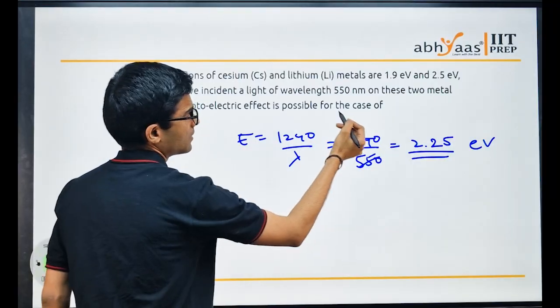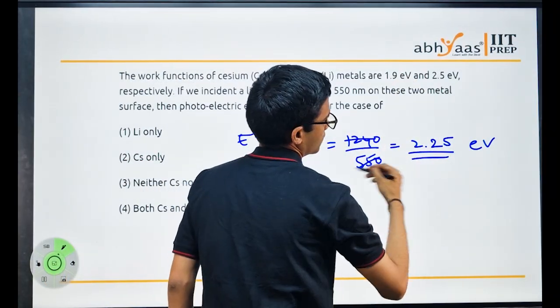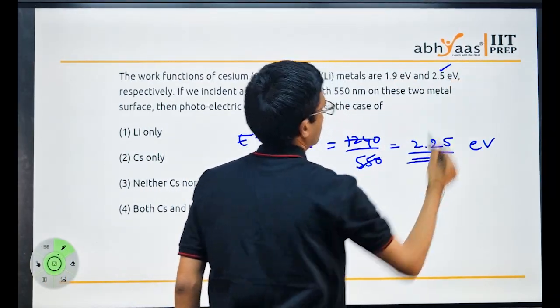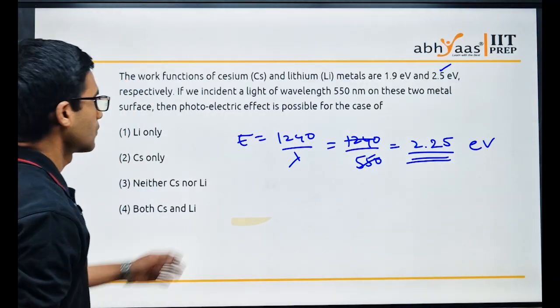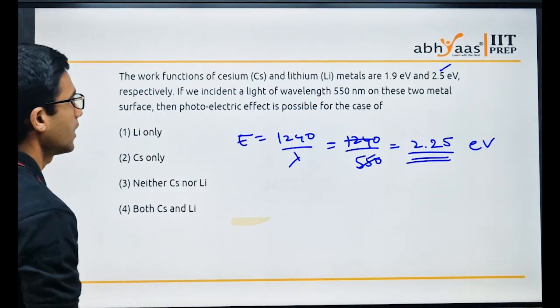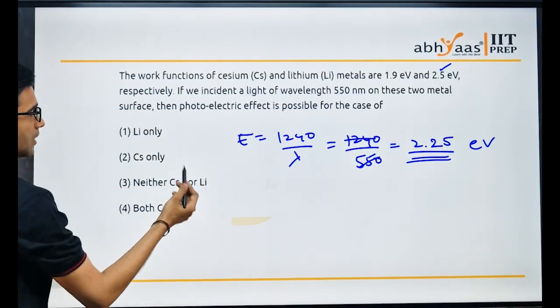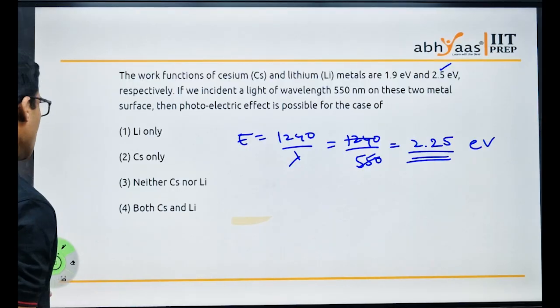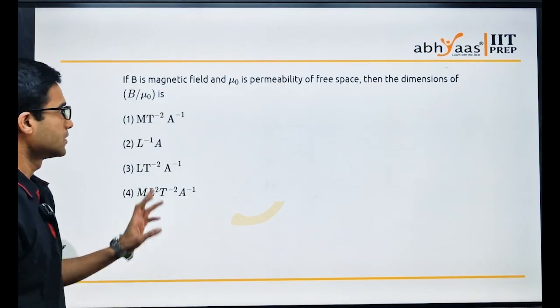So where is the possibility? 1.9 is very far, so 2.5 electron volts is somewhat near to this one. So which is the metal here? Lithium. Okay, so you can see it just by that.